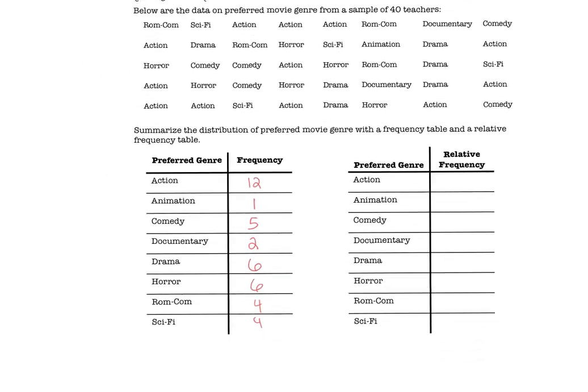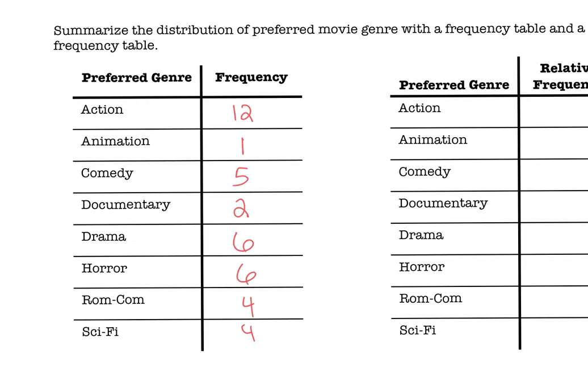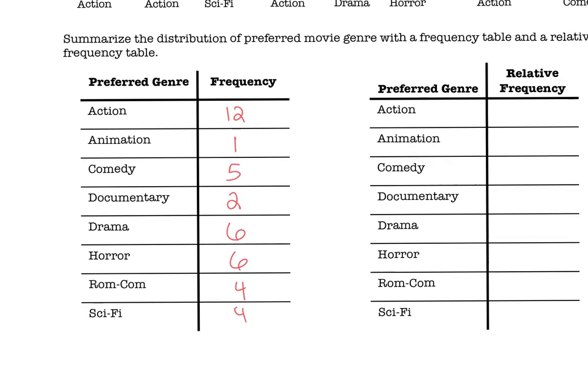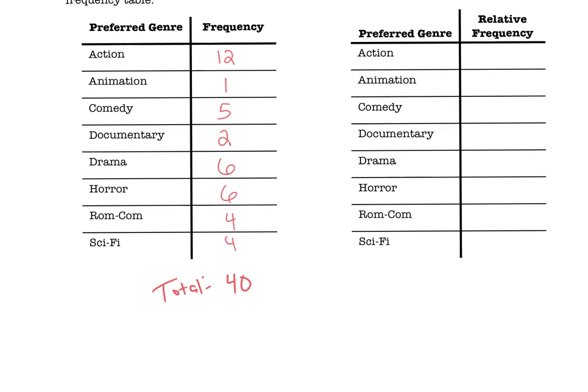Okay, so if you add those up, it told us we had 40 to start with. Let's make sure we add those up and get 40. 12 and 1 is 13. 18, 20, 32, 36, and 40. So we got a total of 40 there. And the reason I'm talking about the total, one, to check to make sure we didn't miss anything, but secondly, I'm going to need that total to do a relative frequency table.